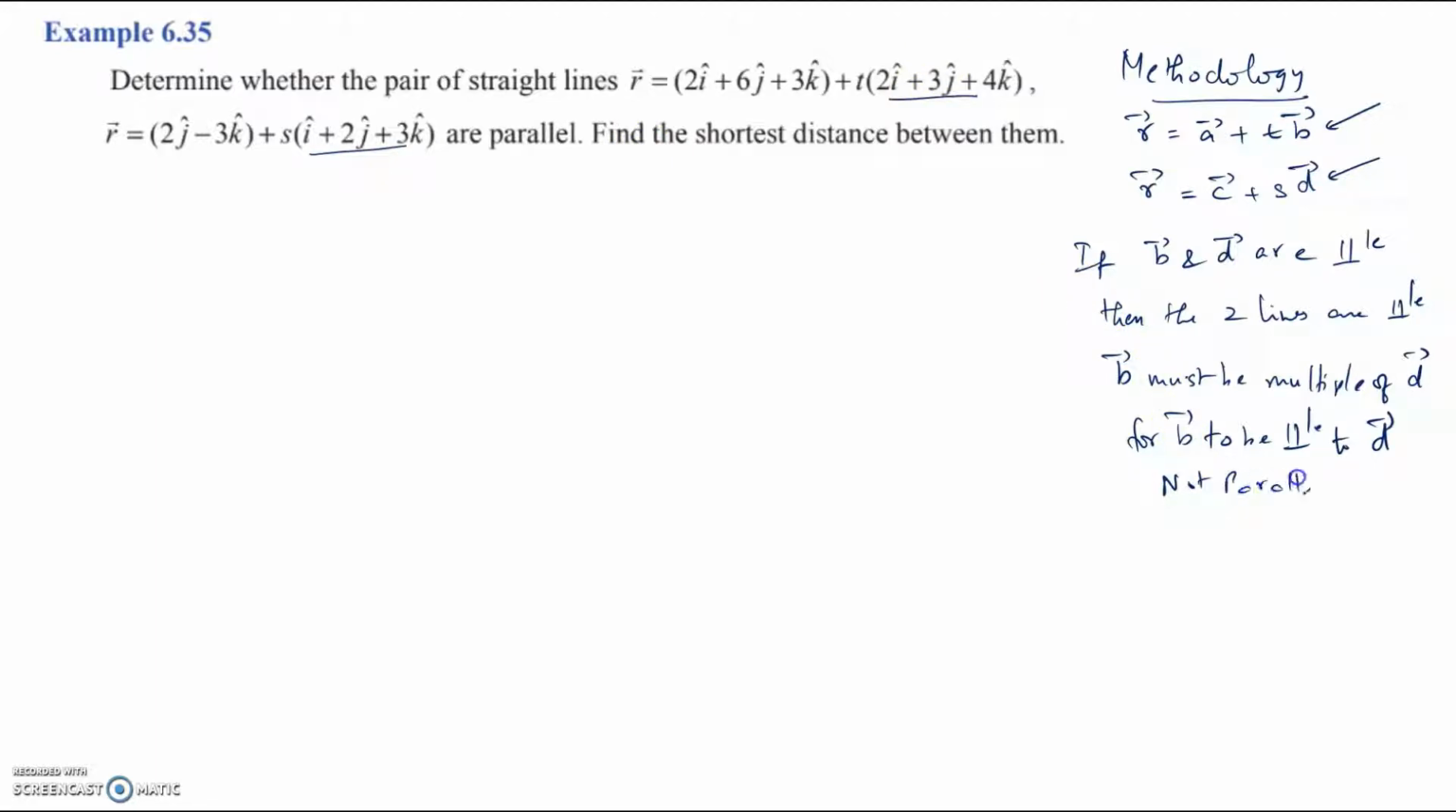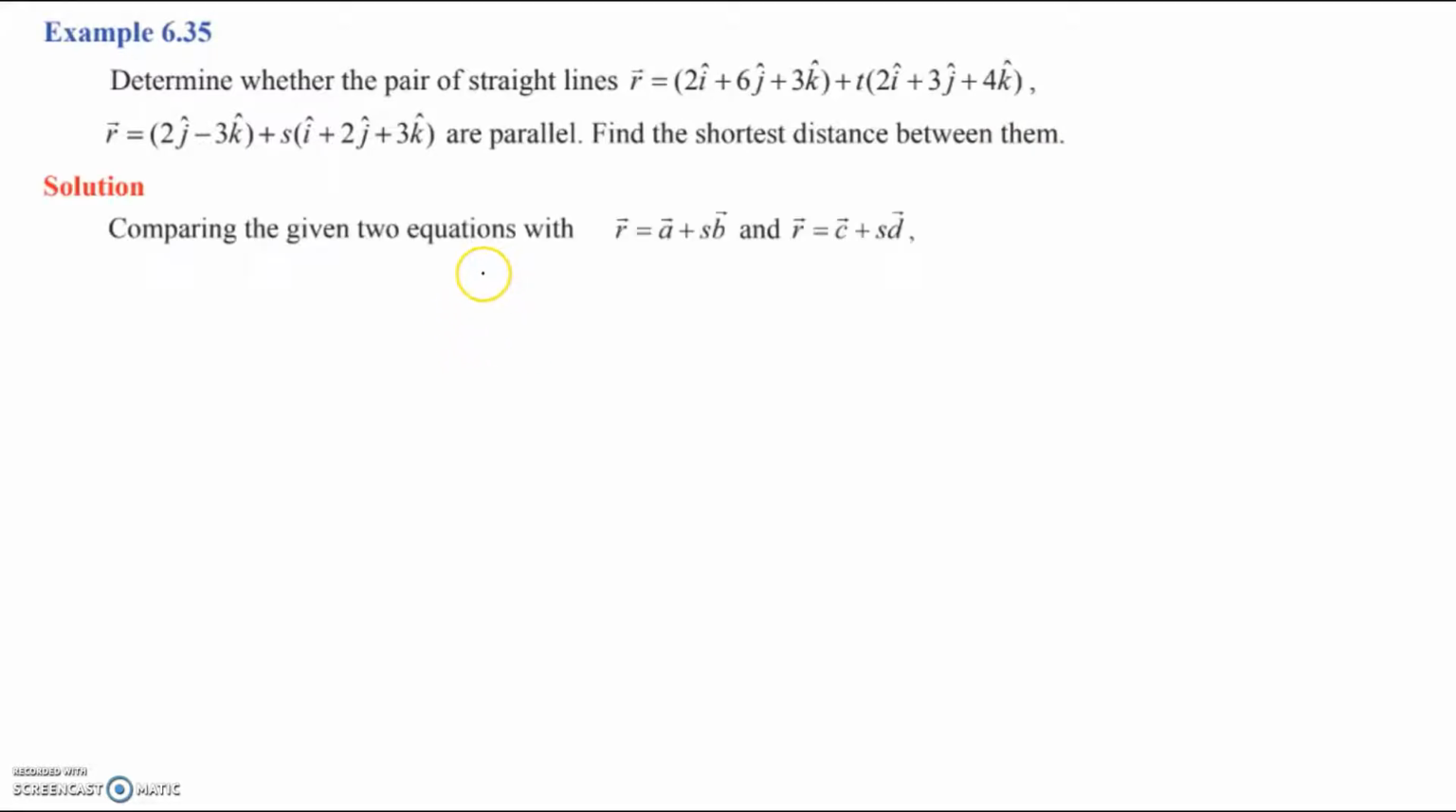And then further, to find the shortest distance between them, we will use the formula, which is delta is equal to c minus a dot product with vector b cross product with vector d, divided by the magnitude of vector b cross product with vector d. So once we substitute the values of c, a, b and d in this equation, then we will find the shortest distance between them. So now let's proceed to do the problem.